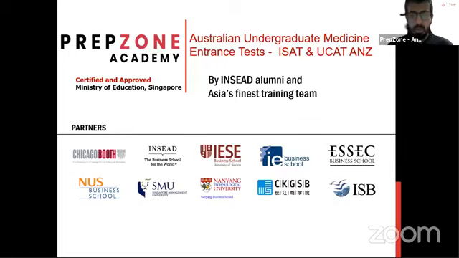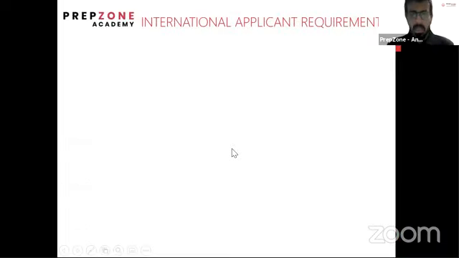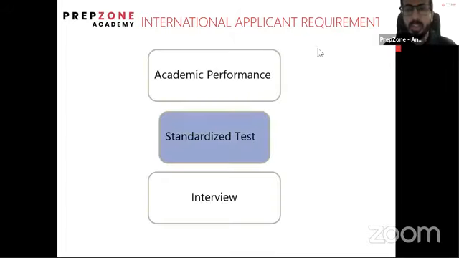So moving on to the descriptions. When an international student applies to Australia, what are the different requirements that they have? They have 3 different requirements. One is academic performance. That's the first thing that any university in Australia would look at. It's already been mentioned that you have to have good academic results throughout, so that you can apply to good schools in Australia. The second thing that you require is standardized tests.